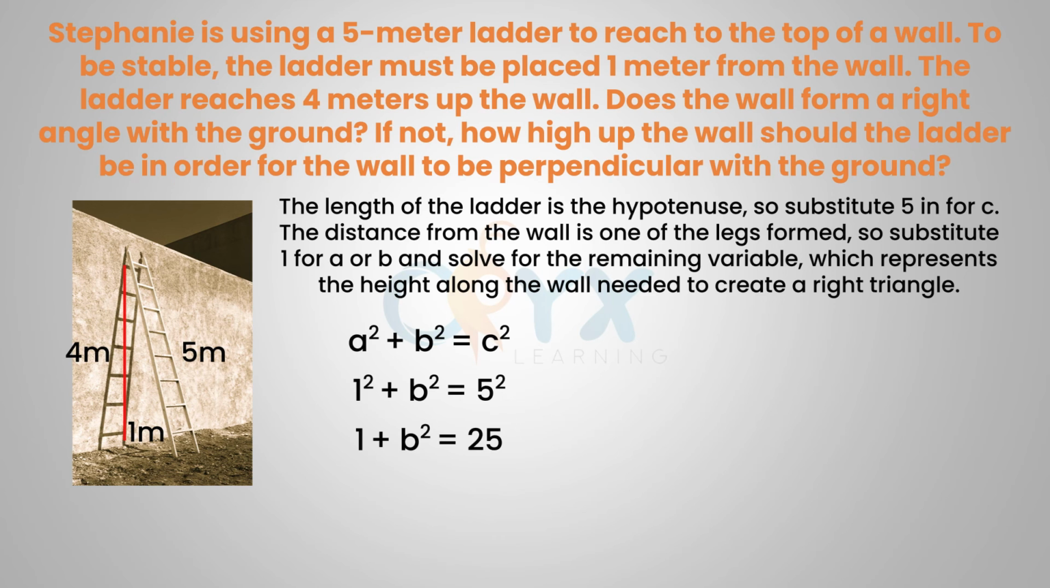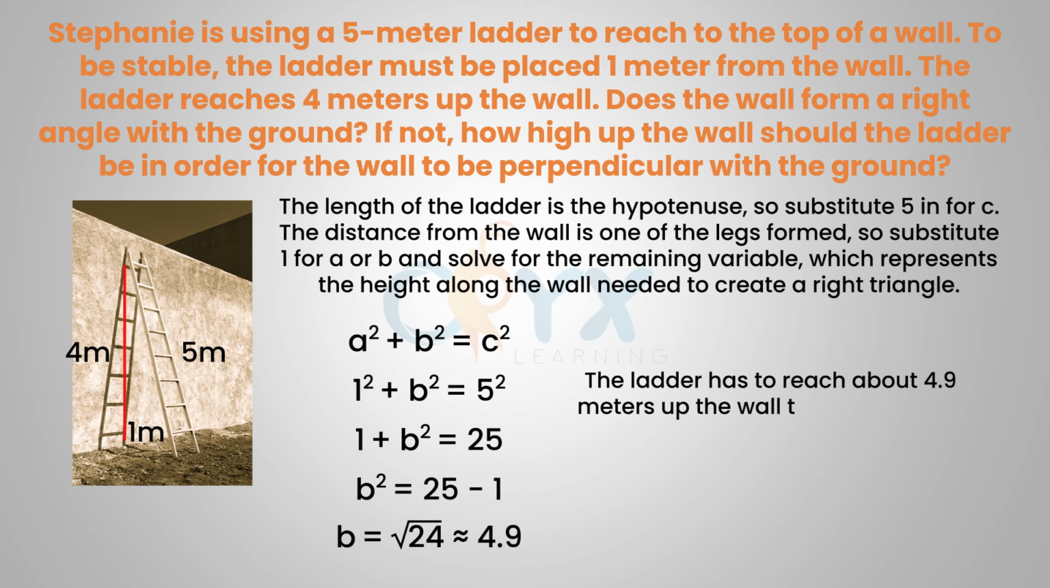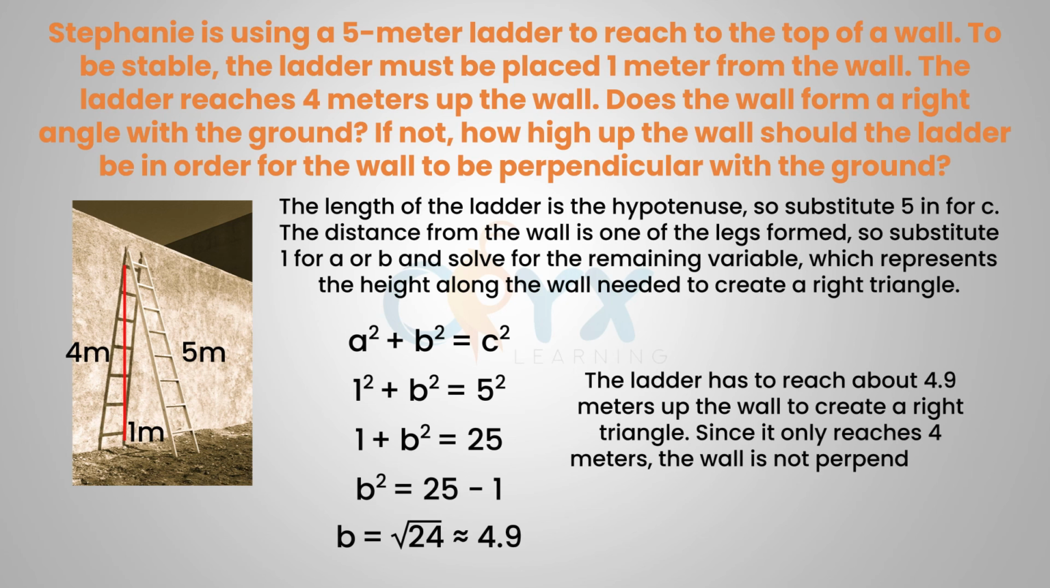Subtract 1 from both sides of the equation. 25 minus 1 gives us 24. So b squared equals 24. Take the square root of both sides of the equation, and we get b equals the square root of 24, or approximately 4.9. The ladder has to reach about 4.9 meters up the wall to create a right triangle. Since it only reaches 4 meters, the wall is not perpendicular to the ground, so the answer to our question is no. It would have to reach up 4.9 meters.